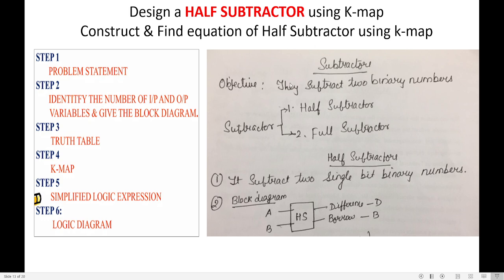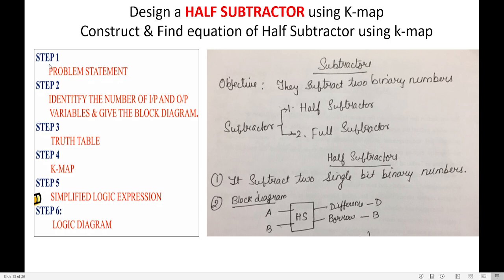To do this problem, you need to know the steps first. There are 6 steps for designing a combinational logic circuit. The first step is problem statement. Second step is identifying number of inputs and outputs. Third step is drawing the truth table. Fourth step is plotting the K-map. Fifth step is deriving the logic expression. Sixth step is drawing the logic diagram. So these are the 6 steps used for constructing the subtractor circuits, either half subtractor or full subtractor. First let us see the half subtractor.